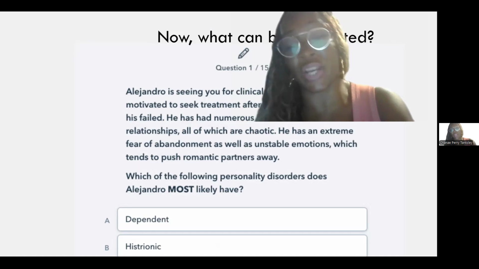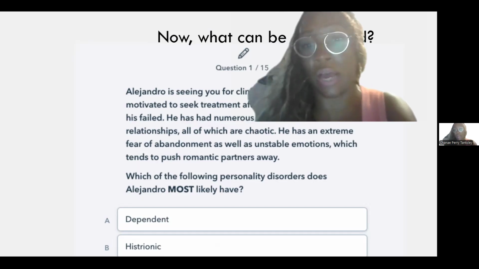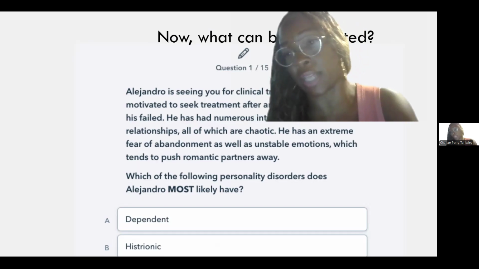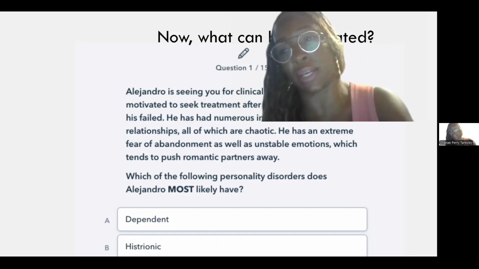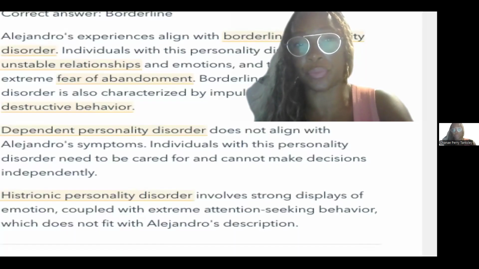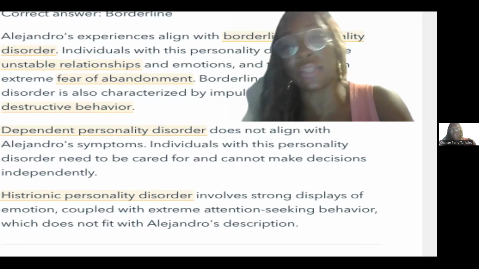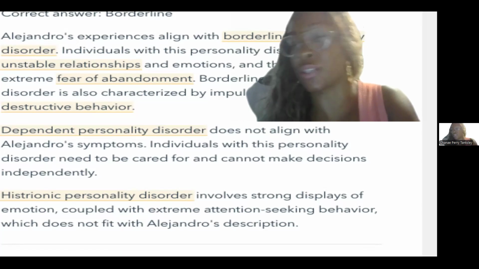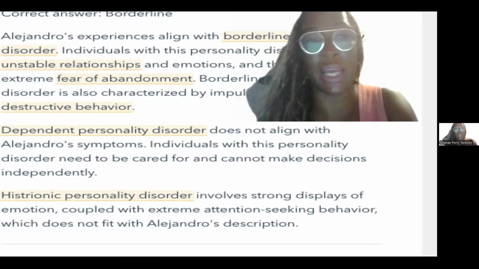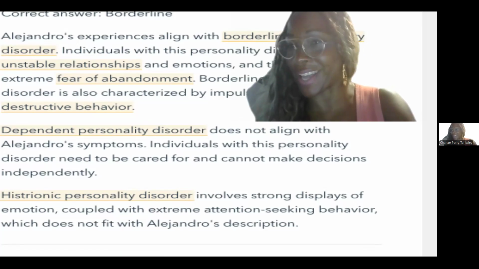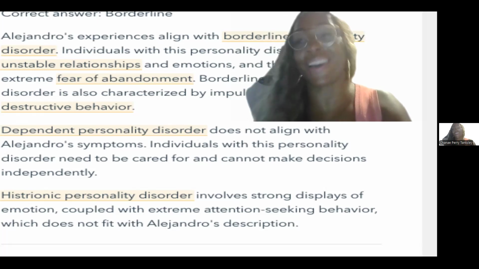Now, let's think about what can be eliminated. I would eliminate histrionic behavior. We did not read that Alejandro is seeking attention at all times, that he feels uncomfortable when he's not the center of attention. So if we take that out, that leaves us with dependent and borderline. Our correct answer is borderline personality disorder. Individuals with personality disorder have unstable relationships and emotions, show extreme fear of abandonment, and is characterized by impulsive and self-destructive behavior. So if you got that right, hey, good for you.